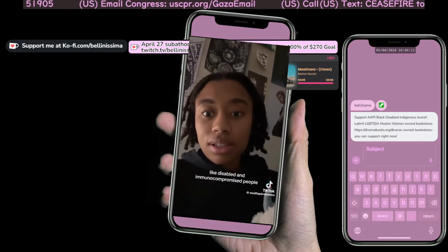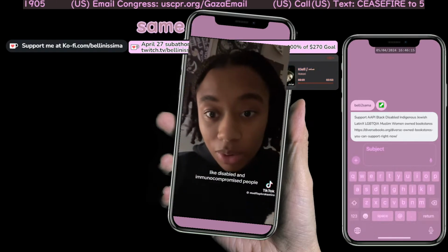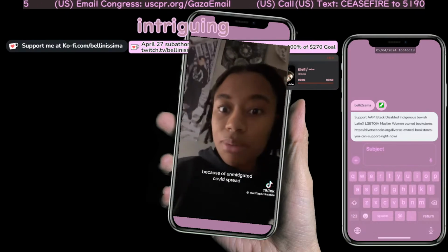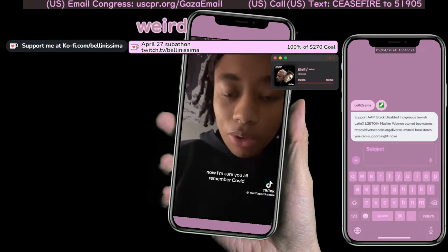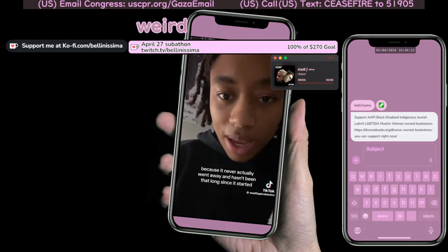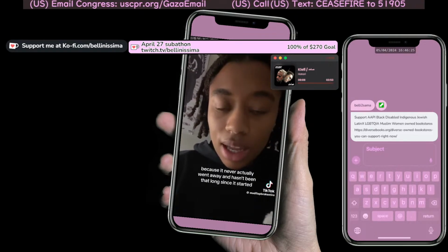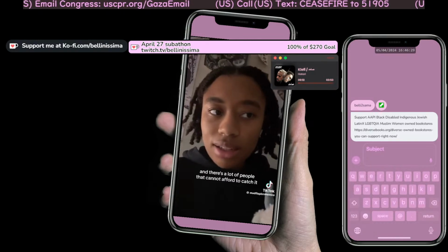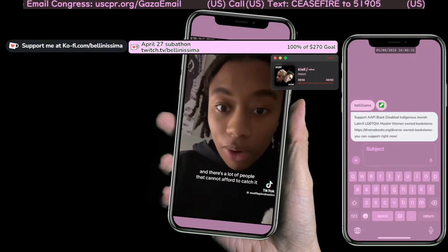People can't access public spaces or even medical care right now because of unmitigated COVID spread. Now, I'm sure you all remember COVID because it never actually went away and it hasn't been that long since it started. But it's a deadly disease. It is a deadly vascular disease. And there's a lot of people that cannot afford to catch it.